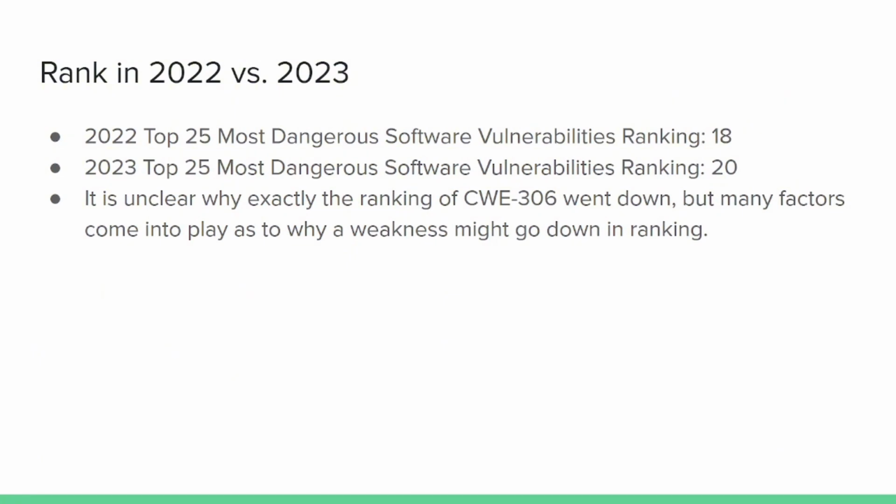The rank in 2022 for top 25 most dangerous software vulnerabilities was 18, while in 2023 it was 20. It's unclear exactly why the ranking of CWE 306 went down, but many factors come into play as to why a weakness might go down in ranking, such as vulnerabilities reported each year, changes to the remapping strategy, and new CWE entries entering the list, and more.